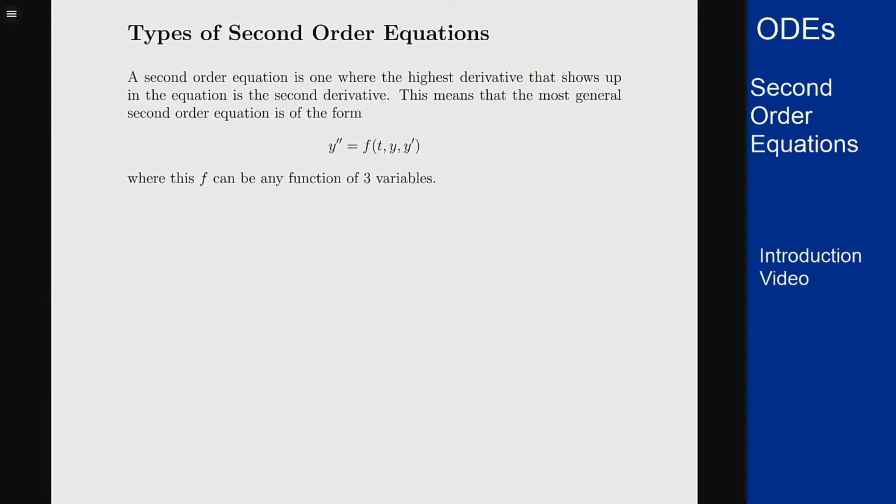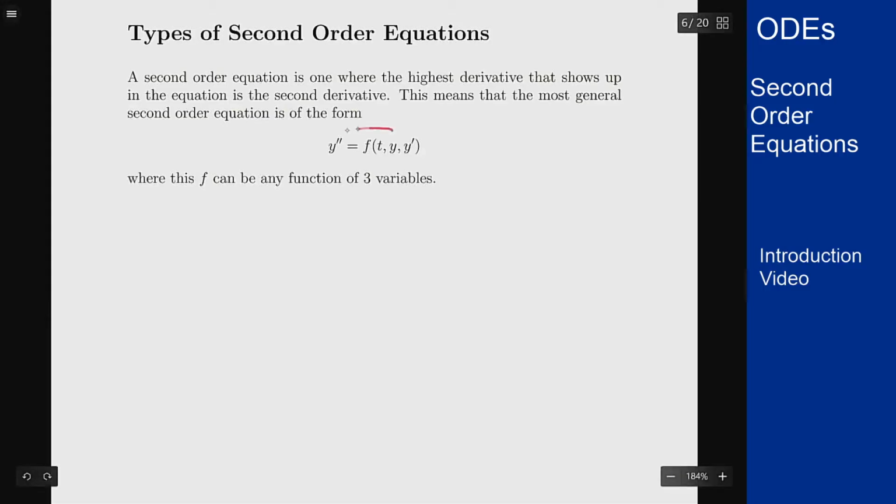In this video, we'll talk more generally about second order equations and different types of them that we can try to analyze and solve. A second order equation is one where the highest derivative that we see in the equation is the second derivative. This means that the most general second order equation is of the following form.